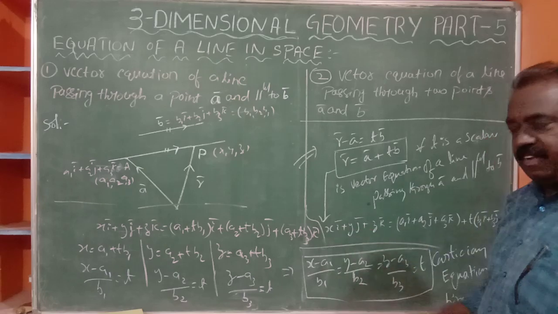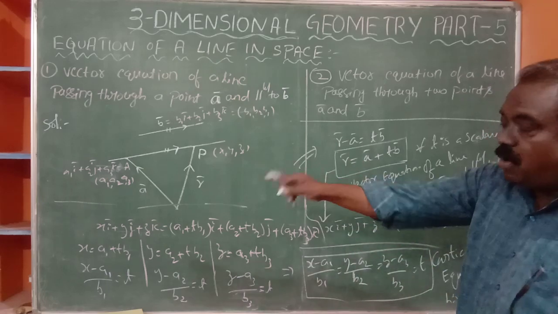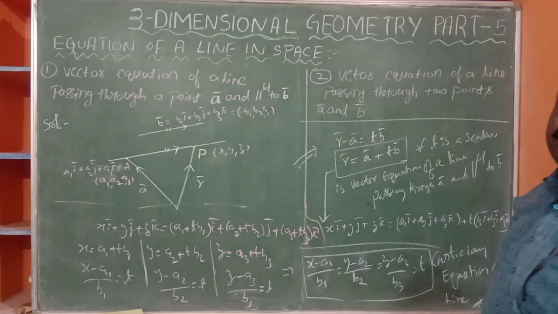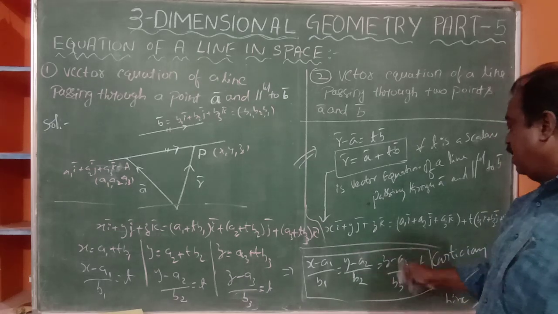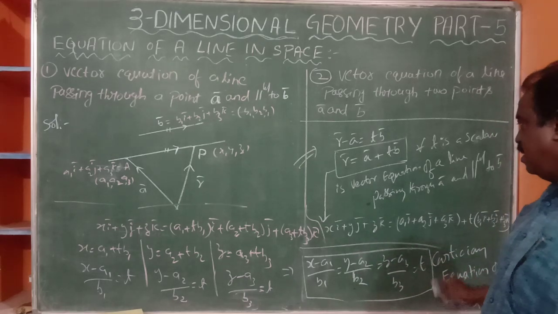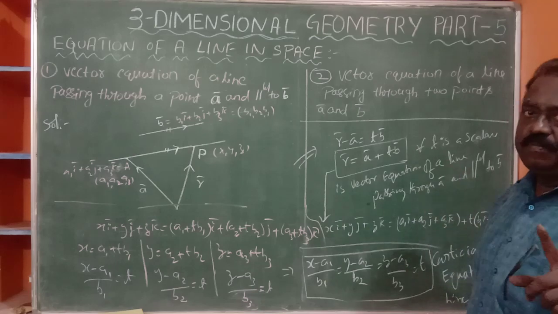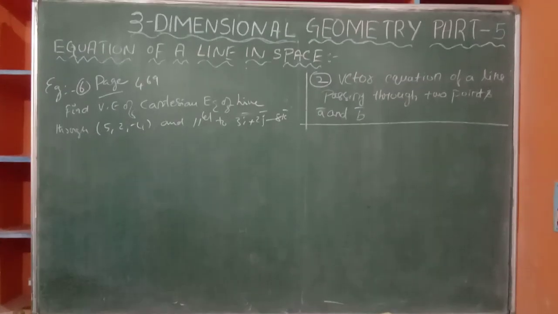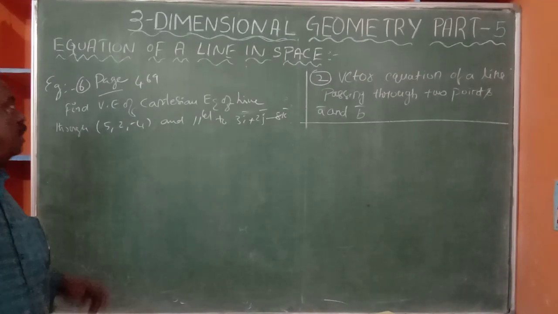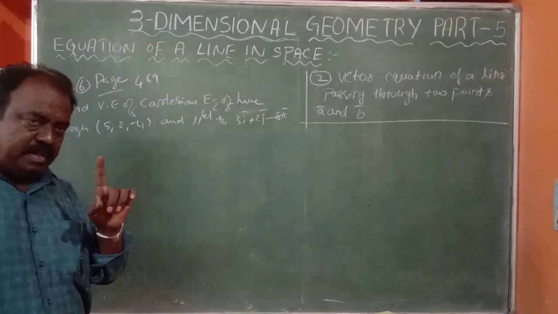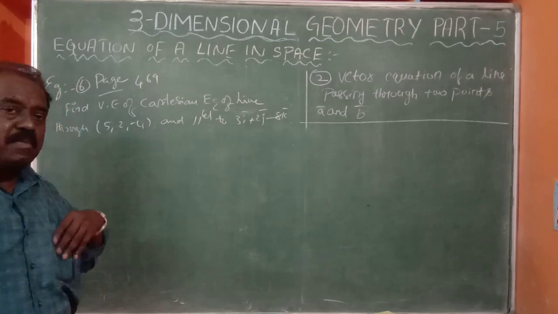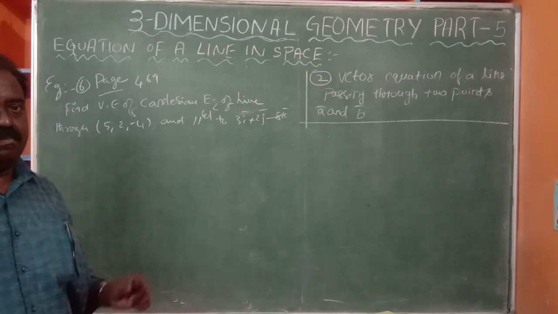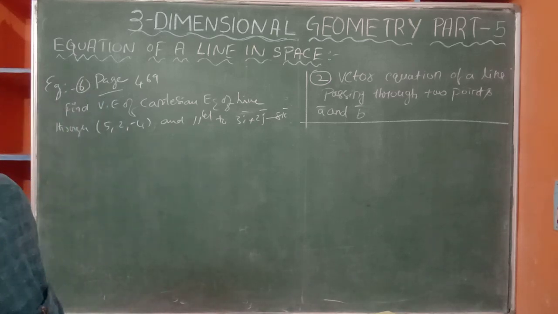x minus A1 by B1. A1, A2, A3 are the coordinates of point A. B1, B2, B3 are the components of the vector B. Like that we can find the Cartesian equation. These are the first one. We discussed one property, that is, the vector equation and Cartesian form of a straight line passing through A bar and parallel to B bar. Mind it, parallel to B bar.